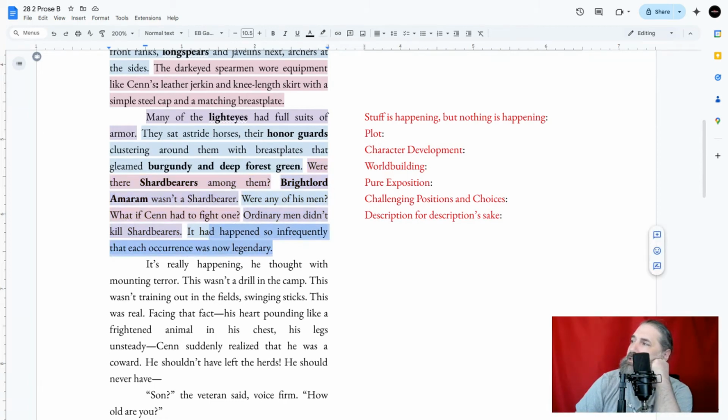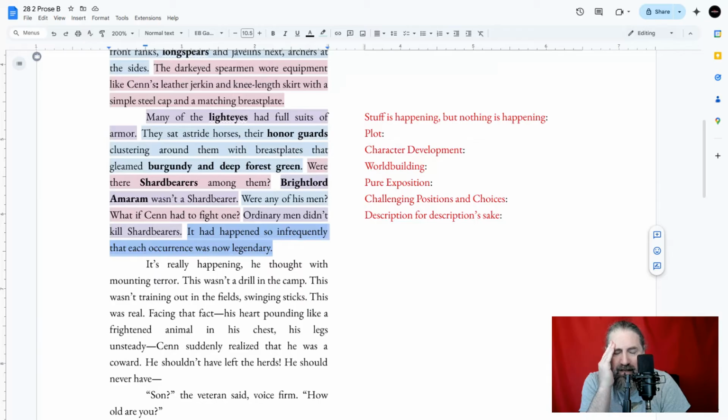Okay, this is more foreshadowing. So this is plot, but it's also world building and it's character development, because it had happened so infrequently that each occurrence was now legendary. That's world building, but it's setting up a position to be challenged as well, because Sen is remembering his position is that no ordinary man could kill a shard bearer. It could happen, but it was so infrequent that those occurrences were now legendary. That's his position. We have to challenge that, and it does get challenged, right? I'm not going to ruin the story, but you have to.